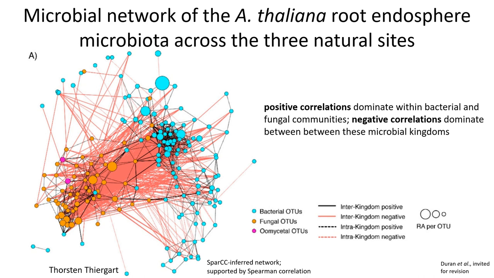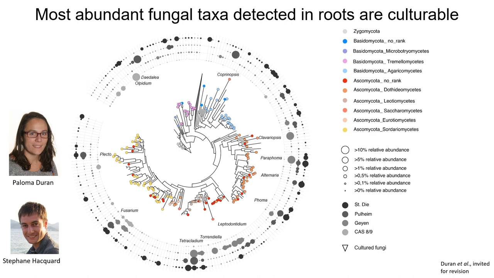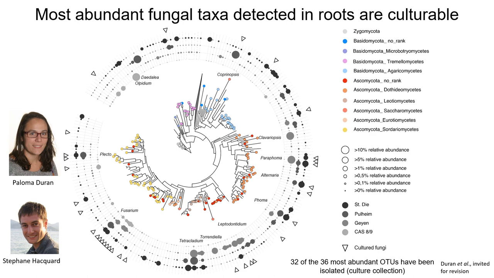And I hope you can agree with me that most of the positive interactions are just bacteria-bacteria interactions or fungal-fungal interactions. But the red color here shows the negative associations between the fungi and oomycetes and bacteria in the root. So it really looks as if, once the community is assembled in the root, the bacteria and the fungi and oomycetes compete with each other for access to the photoassimilates.